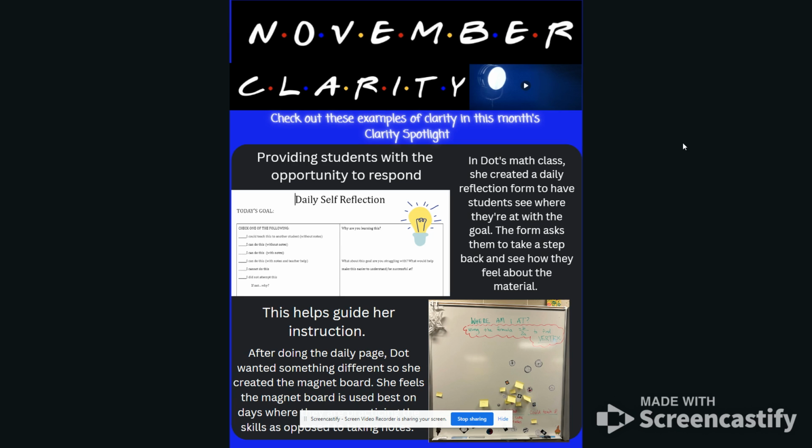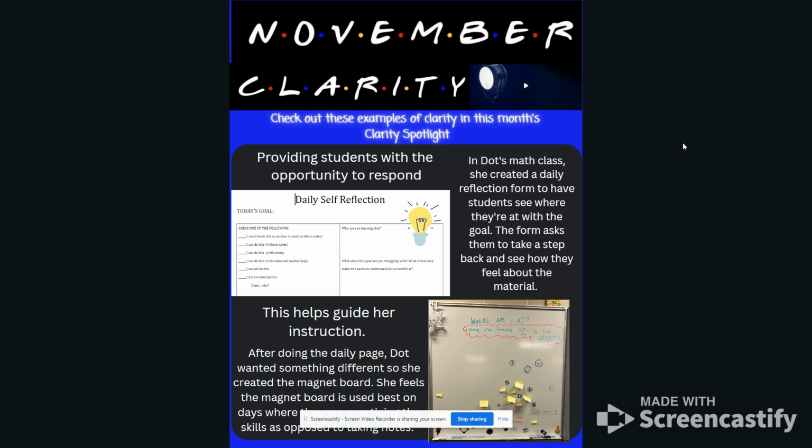She realized that the daily self-reflection forms are really best utilized on a day where she has the students take notes on a new learning goal or intention and some success criteria that they may not have had before. She then created a magnet board, as you see on the bottom right. The magnet board, titled Where Am I At?, allows her to write down the success criteria and then have the students gauge where they're at by placing their magnet in one of the four sections. One being, I don't get it, and four being, I could teach it.